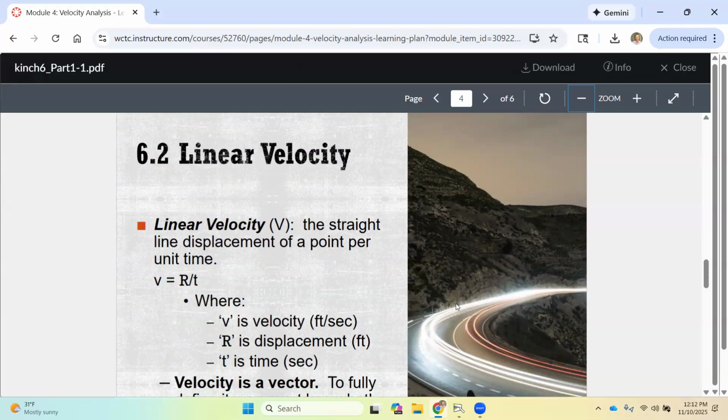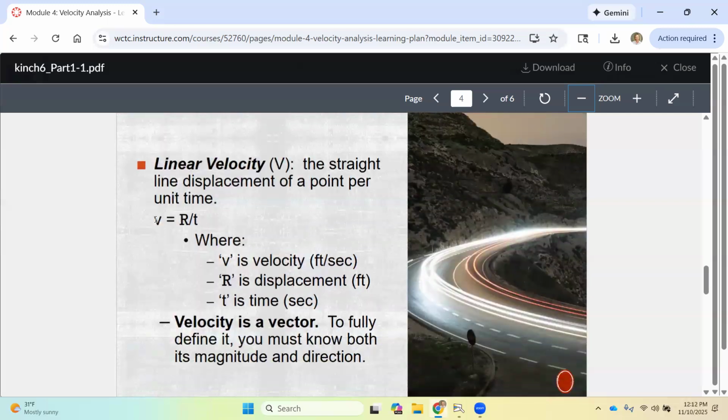So starting with linear velocity, it is going to be the straight line displacement of a point per unit time. Now, in this book, they use the variable lowercase v for velocity, which is consistent with other applications in engineering and science. Now they use r for the displacement. So for instance, what is the distance? That's not as common of a variable, and you're going to find that lowercase d is most often going to be the one, and we're going to reference that as well. I want it to be consistent with what you've learned before, but in this book, the displacement or the distance that would be traveled, they're using the letter r, but also you probably have seen it as d, lowercase d, most often.